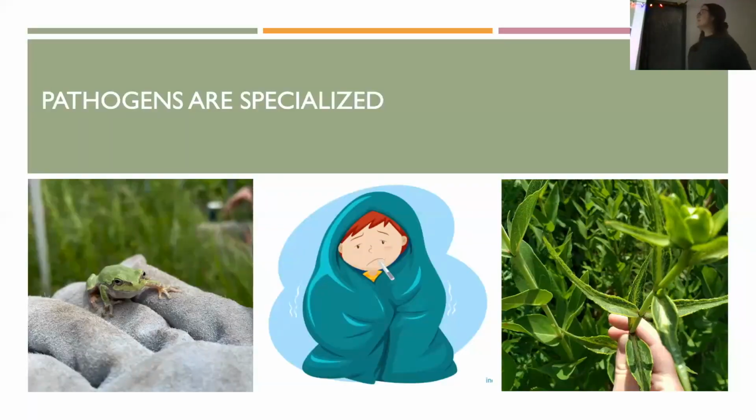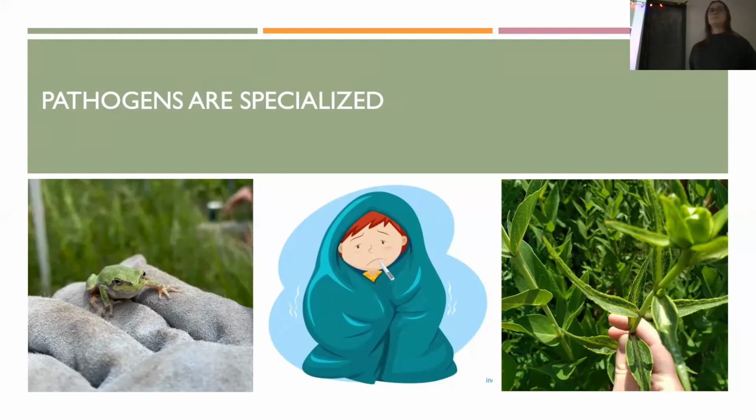So pathogens are antagonists which harm their hosts, and pathogens also tend to be specialized. They come in different forms such as bacteria, viruses, and other microorganisms, and they are specialized in order to break down their host defense mechanisms. So an example of specialization would be that frog pathogens would likely not infect a plant, and a plant pathogen would not infect a frog.